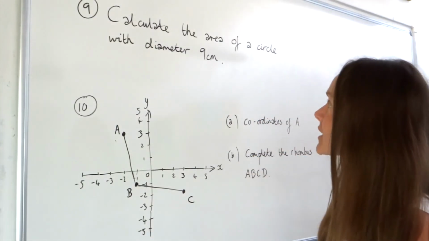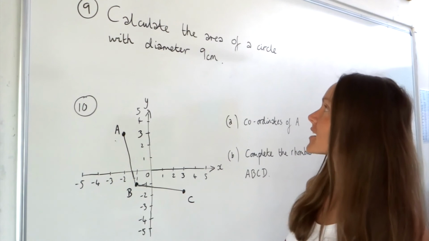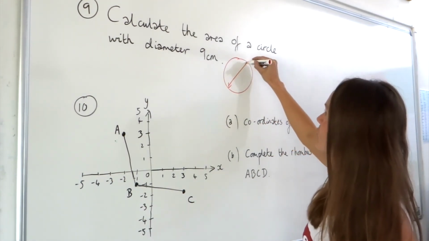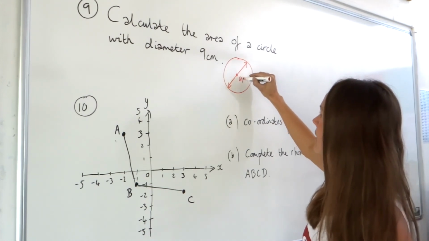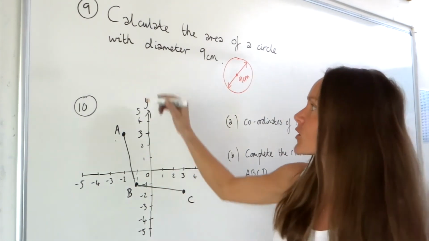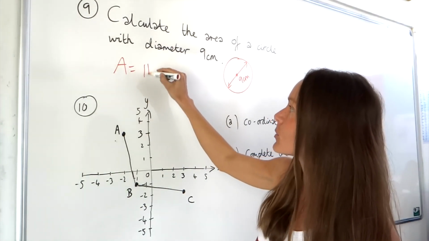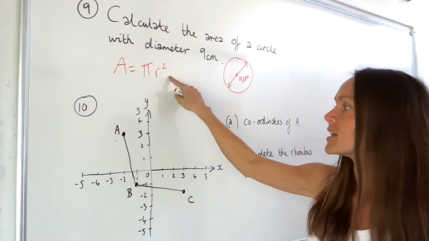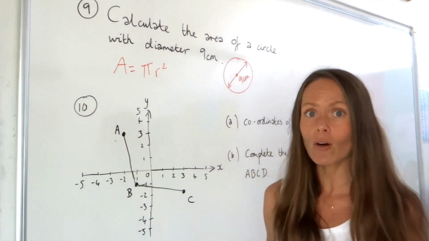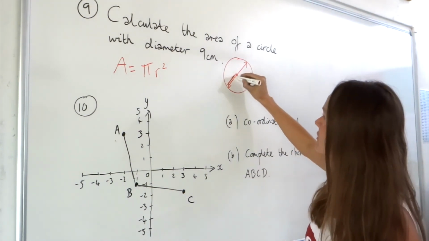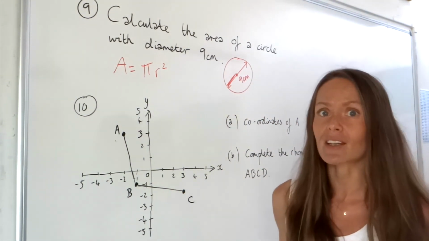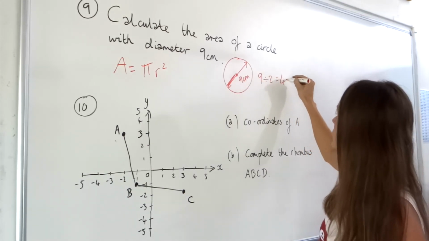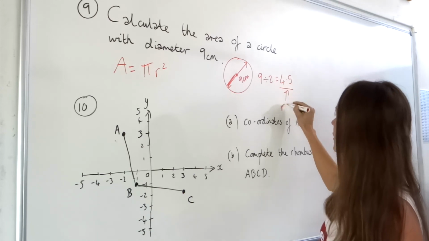In question 9, we have to calculate the area of a circle with diameter 9 centimetres. So remember, the diameter is the distance all the way across the circle, looking like that, okay? And the area of a circle is calculated by multiplying pi by the radius squared, okay? Pi r squared. The radius is just the distance halfway across the circle, so this distance here. So to work out the radius of this circle, we must divide the number 9 by 2 to find 4.5. So that is r, the radius.